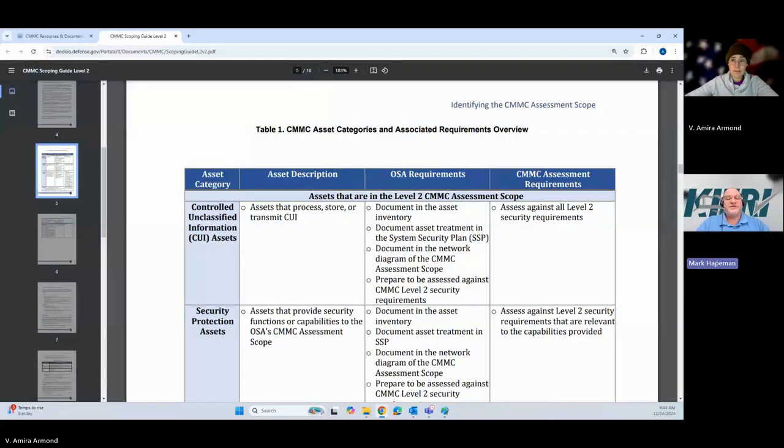Welcome back, everybody. Today, in part three of our scoping conversation, what is CMMC scoping? We're going to talk about the type of assets. What is a controlled unclassified information, or CUI, asset?